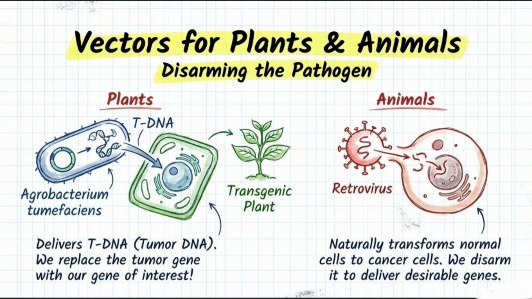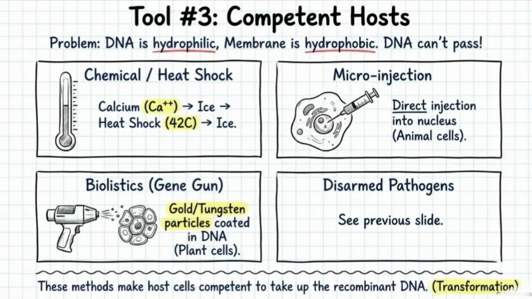So in both plants and animals, we take harmful pathogens, disarm them, and turn them into powerful tools for genetic engineering. Next topic. Tool number 3.